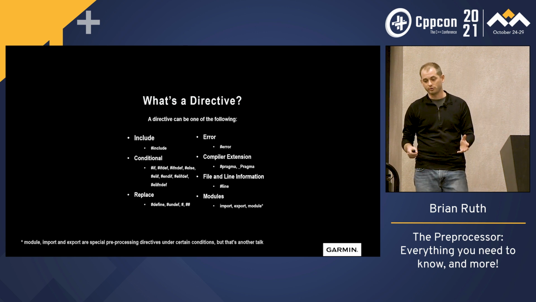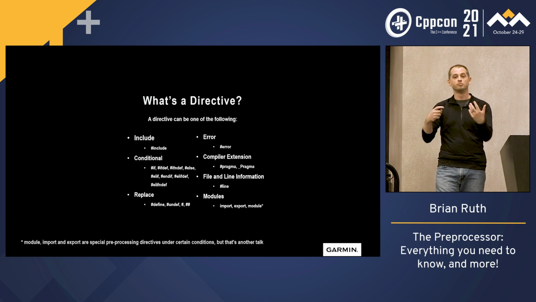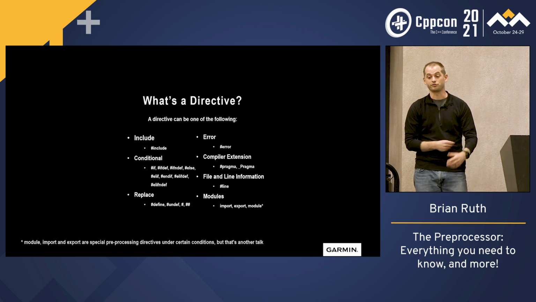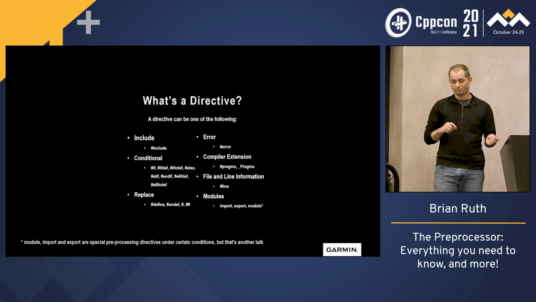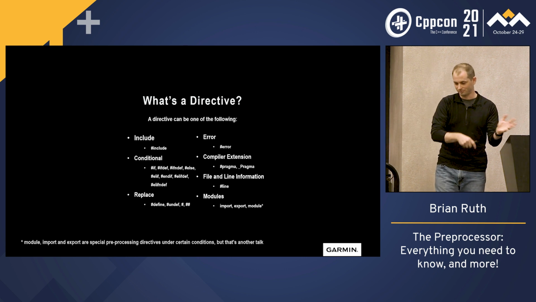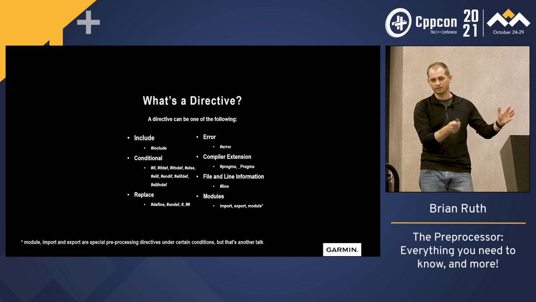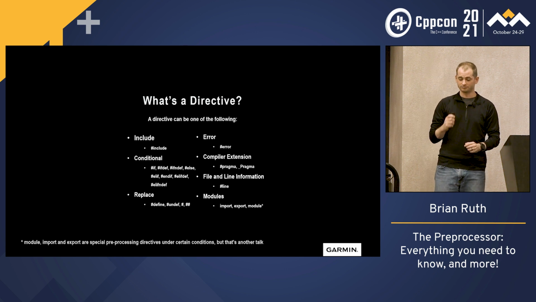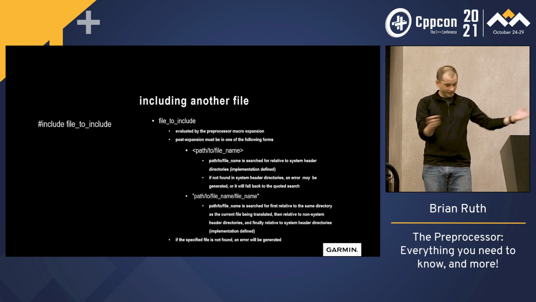So in C++23, there is the ability to import the string header and stuff like that. But that's a completely separate talk. We're not going to get into modules too much in this because we're going to be focusing mostly on the legacy preprocessor stuff. Okay, so back to our including a file.